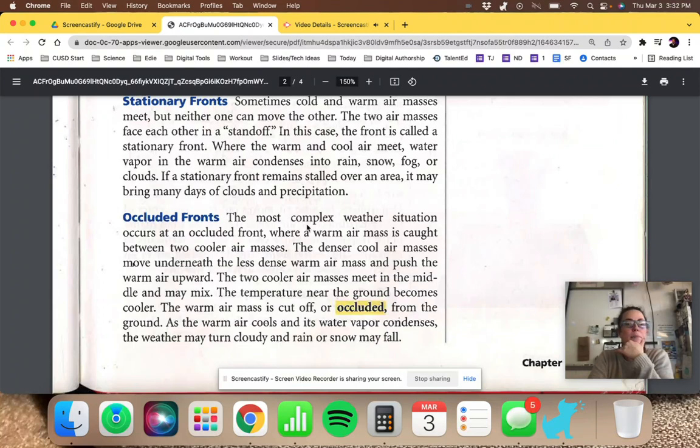The most complex weather situation occurs at an occluded front, where a warm air mass is caught between two cooler air masses. The denser, cooler air masses move under the less dense warm air mass and push the warm air upward. The two cool air masses will meet in the middle and they may mix because they will have a similar temperature and density. The temperature near the ground will become cooler. The warm air mass would then be cut off, or the word is occluded, or separated from the ground. As the warm air cools and its water vapor condenses, the weather can turn cloudy and again rain or snow may fall.